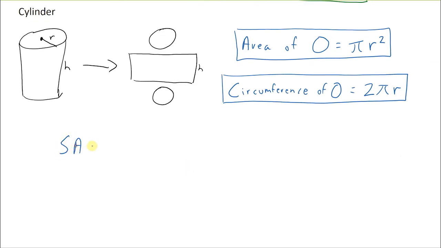So the surface area of a cylinder is, well, it's the area of each of our surfaces. The first surface we're going to take a look at are the circles. We have these two circles which have an area of pi r squared, and there's two of them. So we're going to take that and we're going to double it. So these are our two circles.